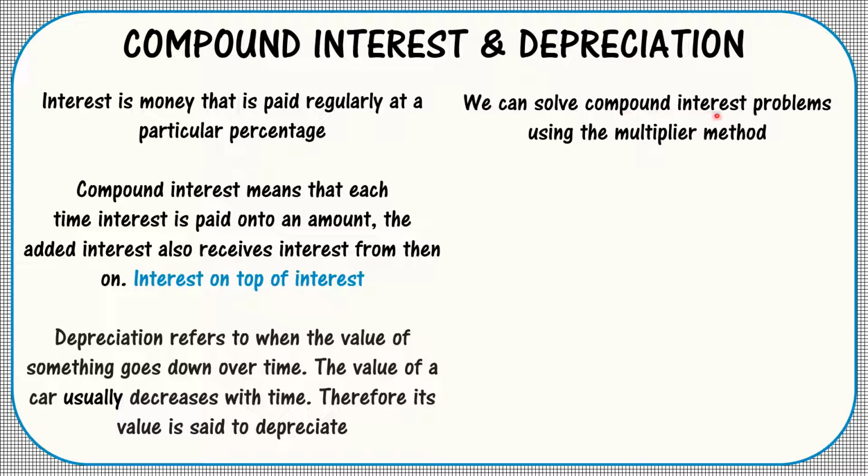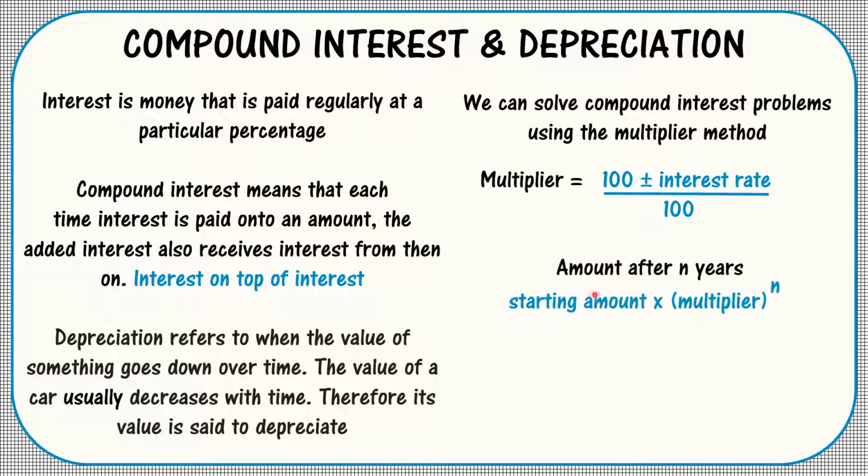We can solve compound interest problems using the multiplier method. We know that the multiplier is equal to 100 plus or minus the interest rate, divided by 100, and the amount after n years is equal to the starting amount times by the multiplier to the power of n, where n is the number of years.